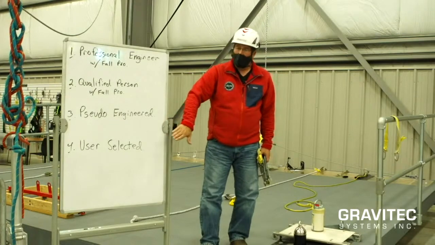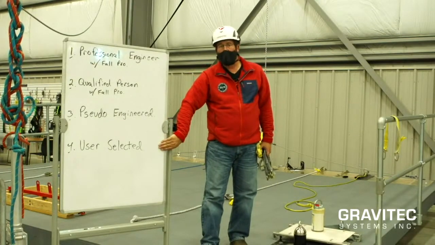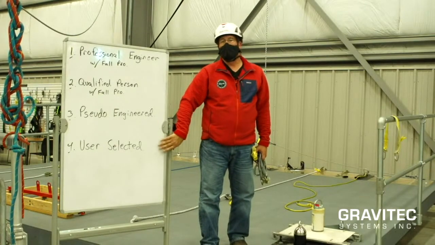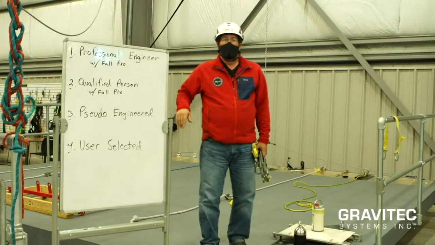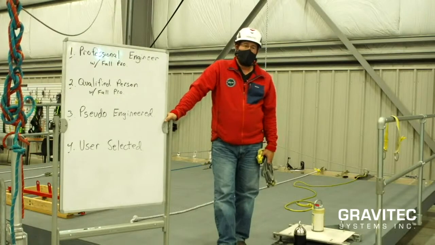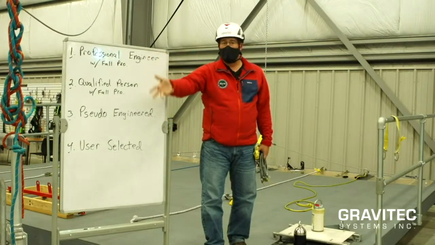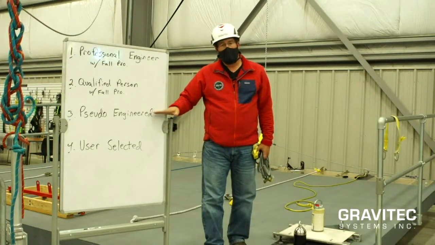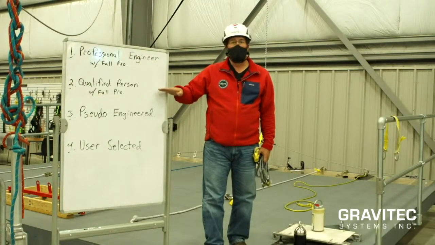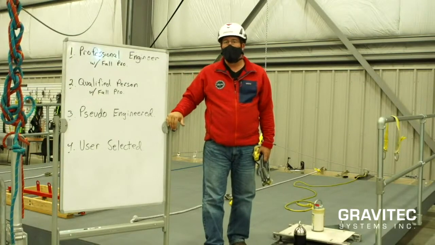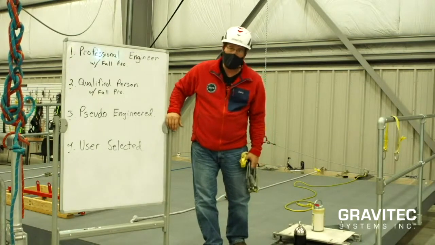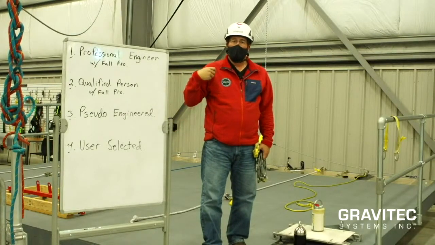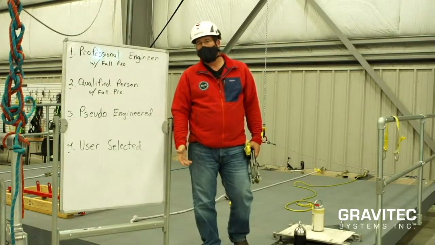All right, the last type of anchor, or the least desirable type of anchor, is what we'll consider user-selected anchors. That's where the person is allowed to select their own anchorages according to their own judgment. They don't have any manufacturer testing behind it. There isn't a qualified person or a professional engineer assisting with any kind of vetting process. The workers themselves are looking at structure and connecting to it based on trust, okay?